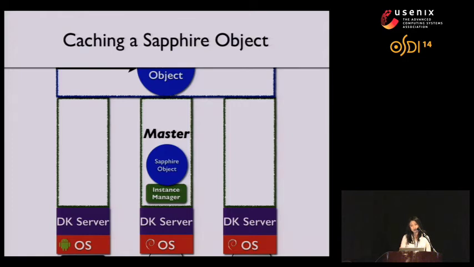Next, every time something in the application makes a call to the Sapphire object, the proxy is going to intercept that call and check whether it has a locally cached copy of the Sapphire object. If it doesn't, it can call to the instance manager, which will create a copy for it and send it back. Now the proxy can invoke that RPC on a locally cached copy. However, it's going to have to keep that locally cached copy synchronized with the master replica.